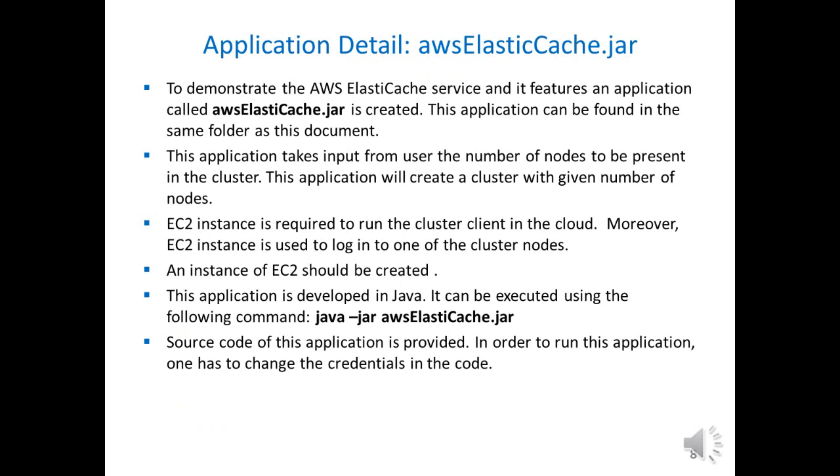So, I developed an application which will create a cluster, and this application is called AWS Elastic Cache Jar. If you want to run this application, the code is also present in the folder, and you will have to change the credentials for this application to run. What this application will do is it will take the input of the number of nodes, the cluster name, and the type of node, and it will create a cluster for you.